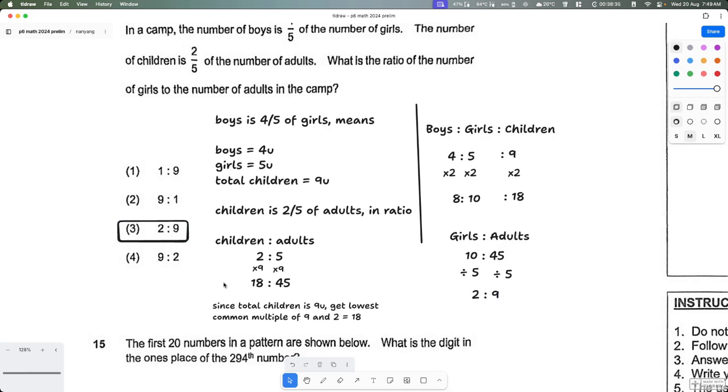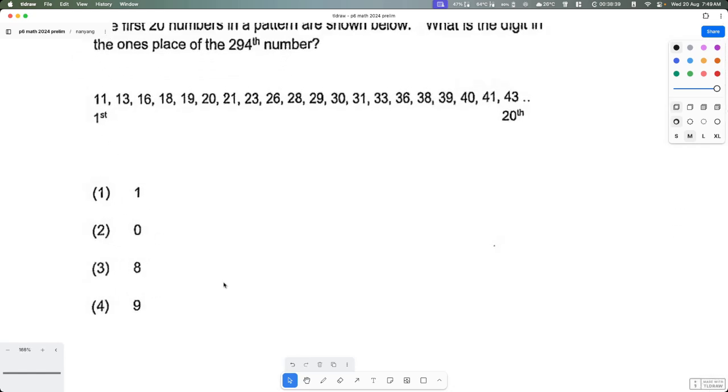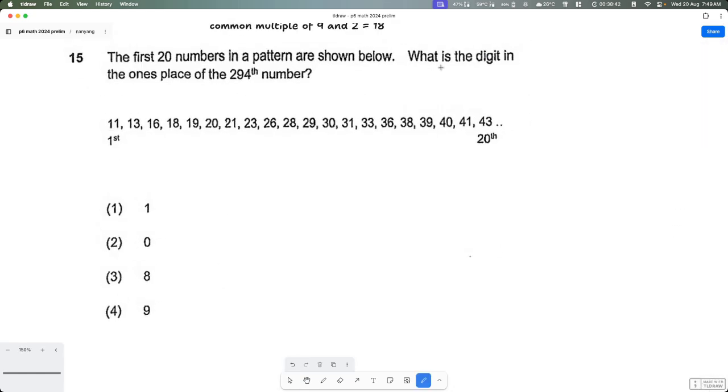Okay, let's move to question 15. The first 20 numbers in a pattern are shown below. What is the digit, the ones place of the 294th place? Okay, so we have 11, 13, 16, 18, 19, 20, 21, 11, 13, 23, 26, 28. Okay, so there is a pattern to this.